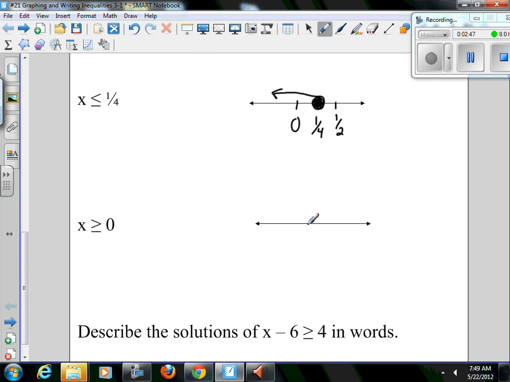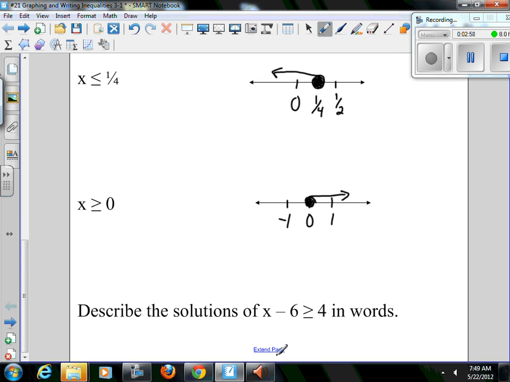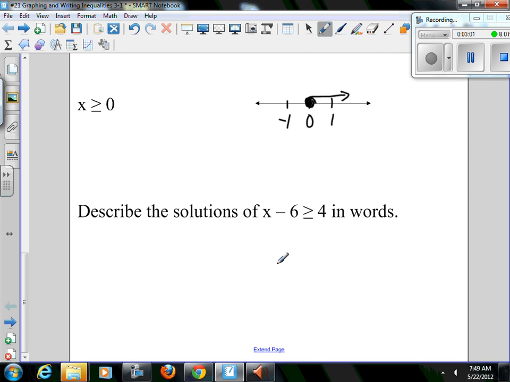X greater than or equal to 0. Here's 0, 1, -1. Closed dot on 0, and an arrow going to the right. Okay. Now, we want to describe the solutions of x minus 6 is greater than or equal to 4 in words. And basically we're going to solve this just like we would an equation. Just imagine this was an equal sign. We're going to add 6 to each side, so we get x is greater than or equal to 10.